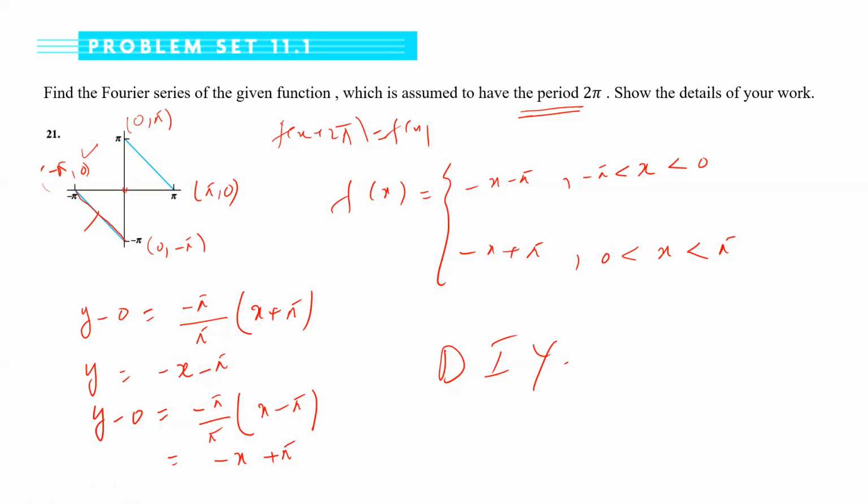So that is all for today. Next time we'll be learning the Fourier series for the functions with the period not equal to 2 pi. That is, the functions with any arbitrary periods.